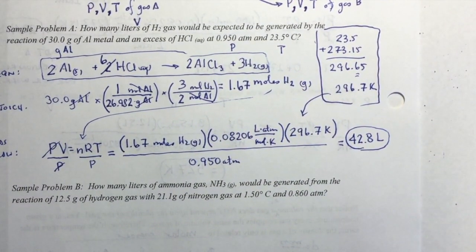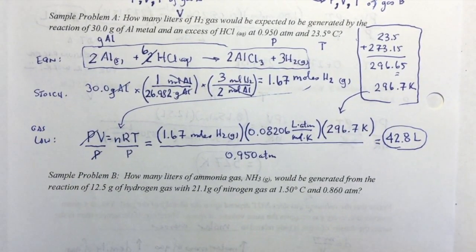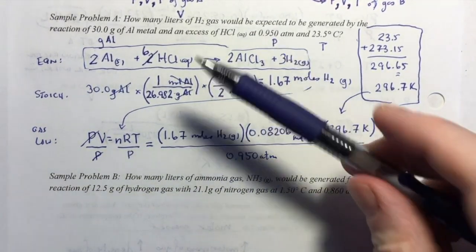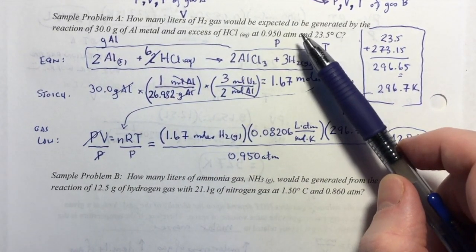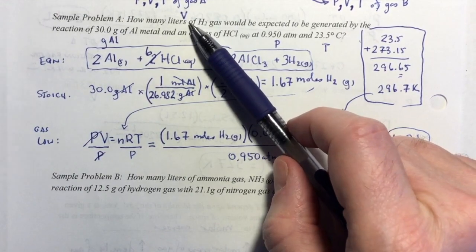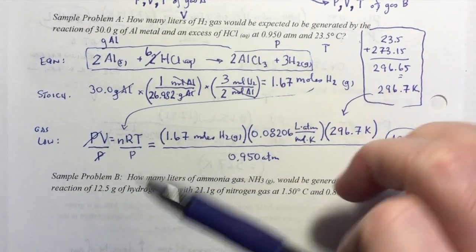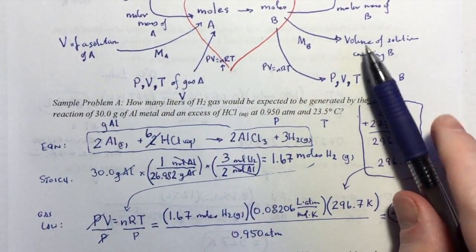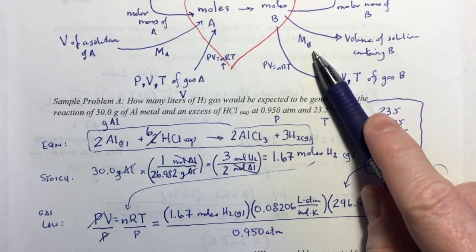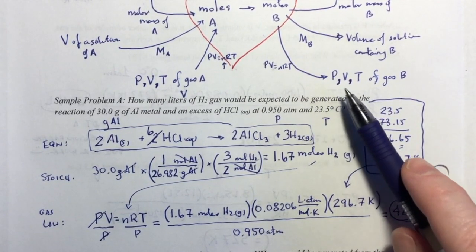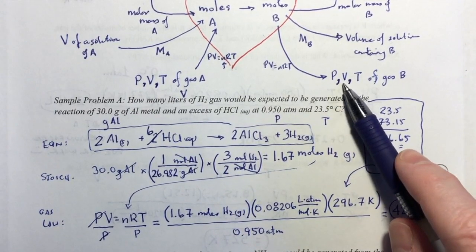42.8 liters. So let's walk through this problem again because it had a lot of steps. Let's make sure that we followed along what was happening. It was asking for how many liters of a gas would be generated as a product of a reaction. So I knew that I was going to be solving at some point for the volume of gas. Now I wanted to make sure that I'm not using the volume of a solution. So I'm not going to be using a molarity here, a concentration of a solution. It's the volume of a gas. So I'm starting to think about the ideal gas law, which has volume of a gas.